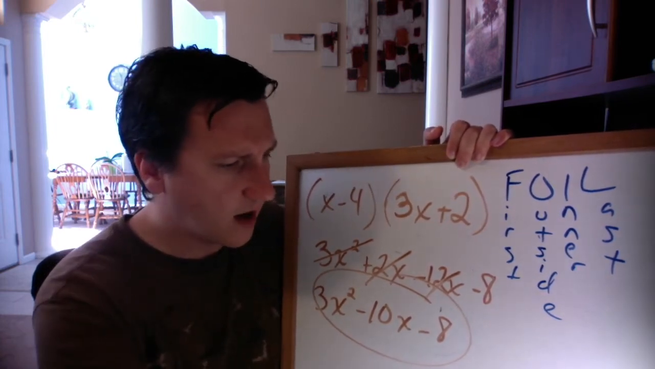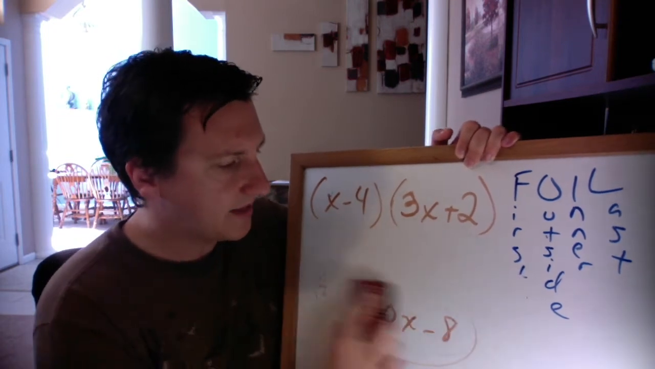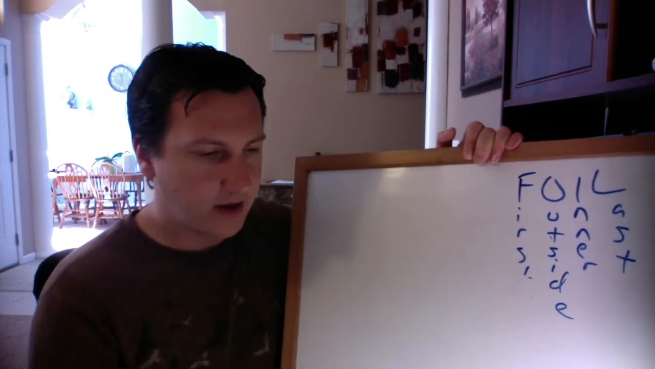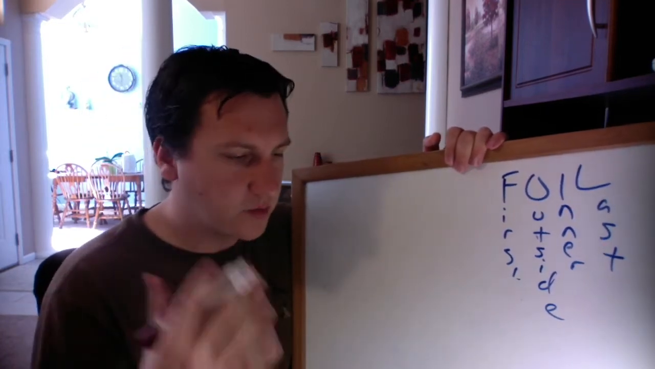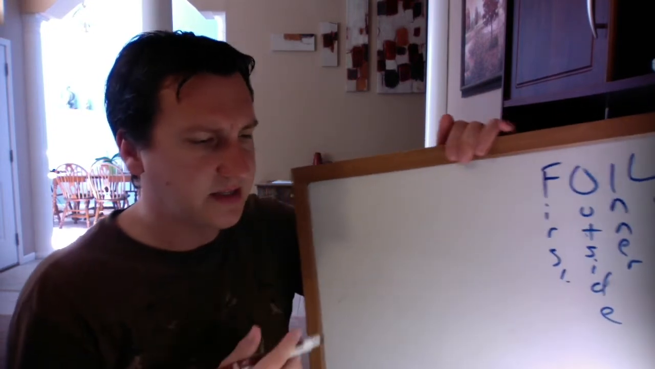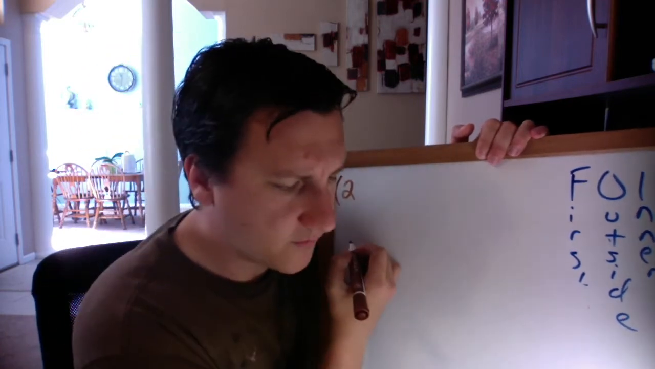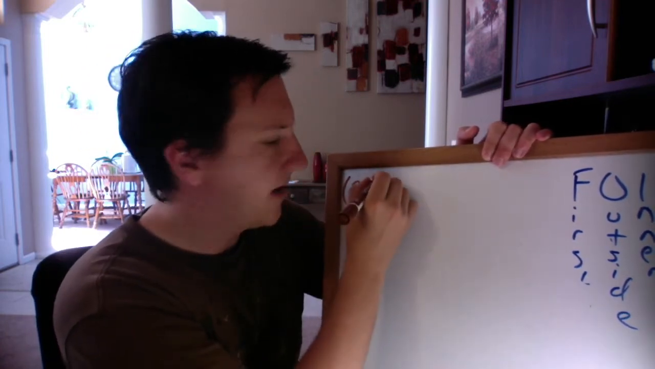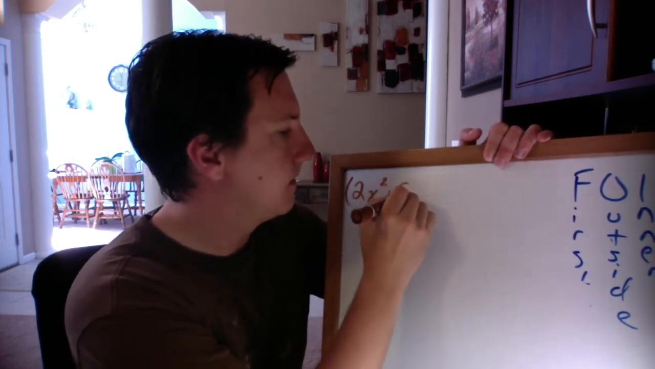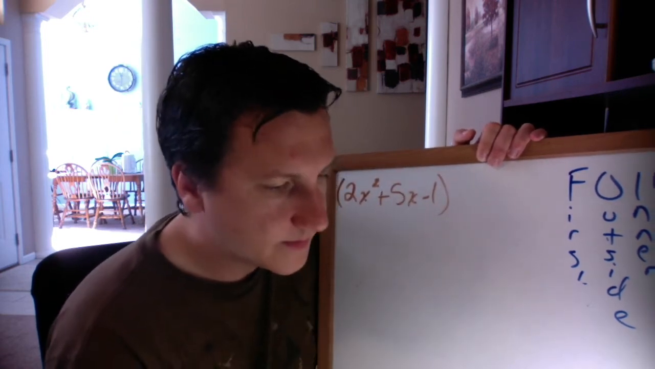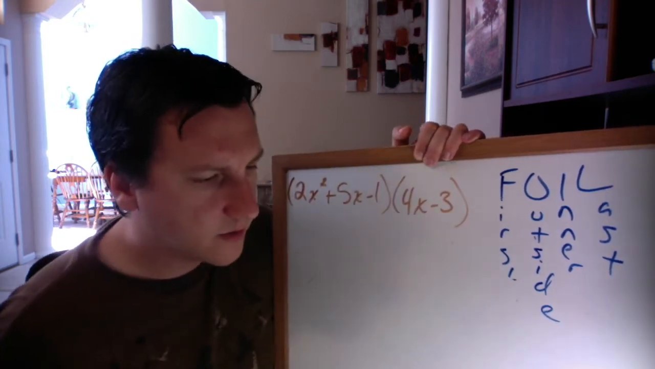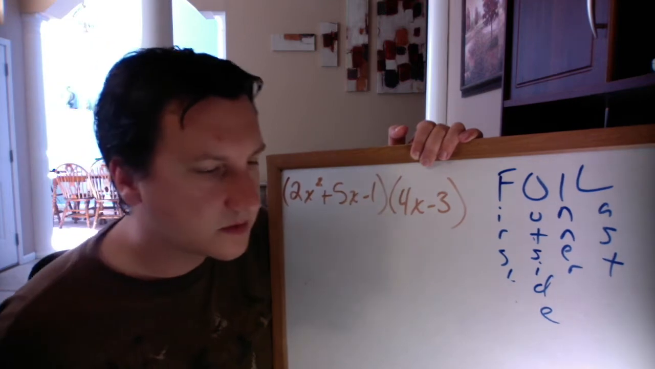Okay? I want to do one more like this. If you've got it, then you can go ahead and get started if you want, but I do want to just show you one other critical piece of information just to reinforce what I mentioned earlier. Let's do one that's a little lengthier, just because you'll see these. It's example 4 on page 563. 2x squared plus 5x minus 1 times the quantity 4x minus 3. Yep, 2x squared plus 5x minus 1 times 4x minus 3.